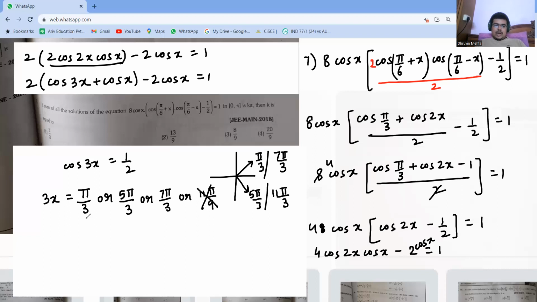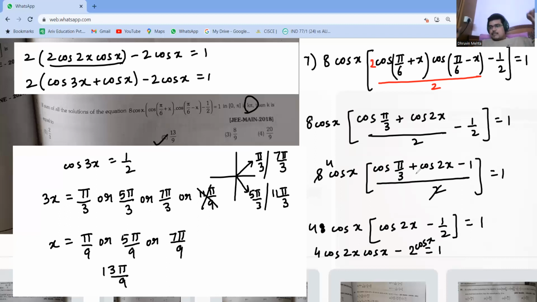ठीक है, तो इसका एडिशन, add all these, oh sorry, not these values, x के values को add करना है. So it's pi by 9 और 5 pi by 9 और 7 pi by 9. Add these values, what will we get? 13 pi by 9. They are saying addition is k pi. What is the value of k? 13 by 9. Done, Trisha? Muskan, did you get this? Yes, sir. Write this, guys.